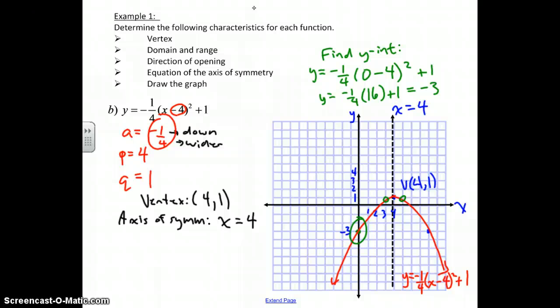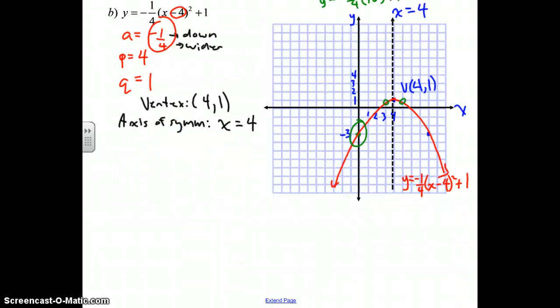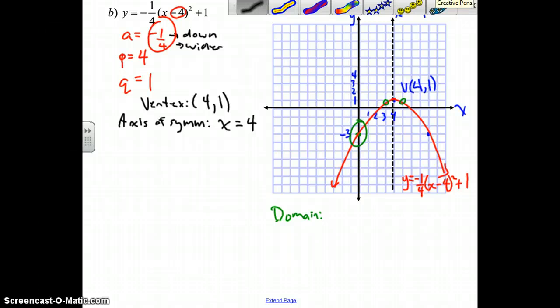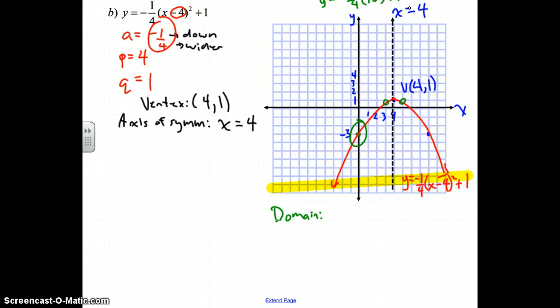Just one more thing here. The question asked for the domain and range, so we want to state our domain and range. Our domain is the x values that this parabola exists on. If we look here, is there anywhere it's not going to exist? Well, no, it's going to extend all the way across.